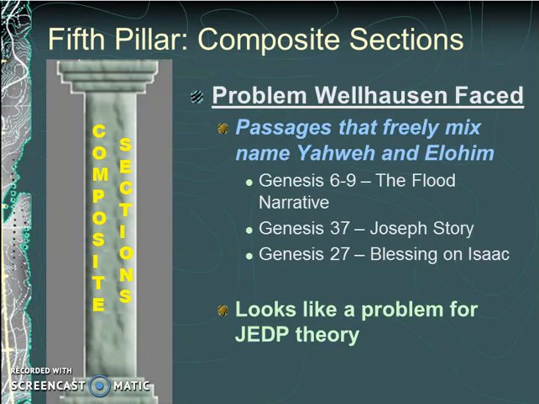The 5th pillar is called composite sections. Now, Wellhausen faced a problem, and the problem was that there are some passages where the name Yahweh and the name Elohim are freely mixed together. You have that in the flood story in Genesis 6 through 9. You have it in the Joseph story in Genesis 37, and also in the blessing on Isaac in chapter 27. And so this looks like a problem for the JEDP theory.